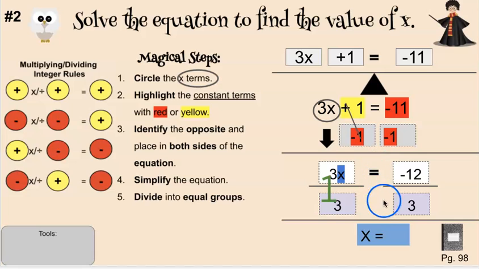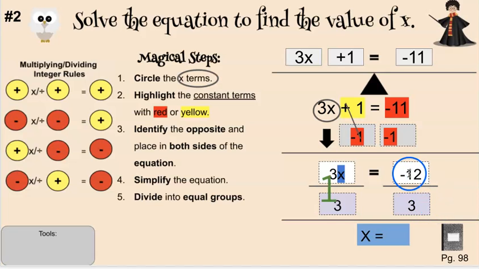But this is where students get into trouble. We're going to divide, or we can say multiply 3 times what number will give me -12. Or we can say -12 divided by 3 is... So this is where we get in trouble. We know it's a 4. 3 times 4 is 12. But is it going to be positive or negative?